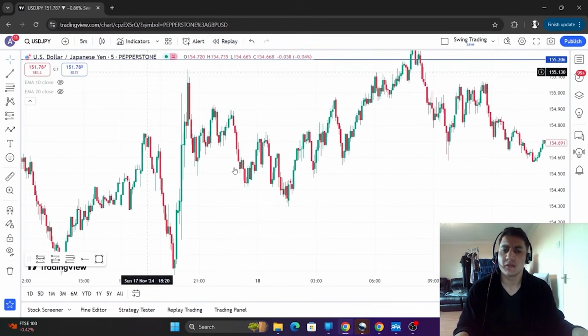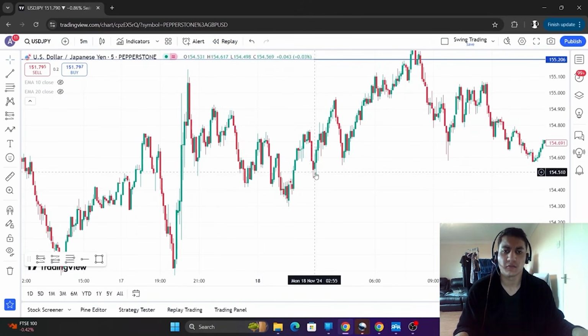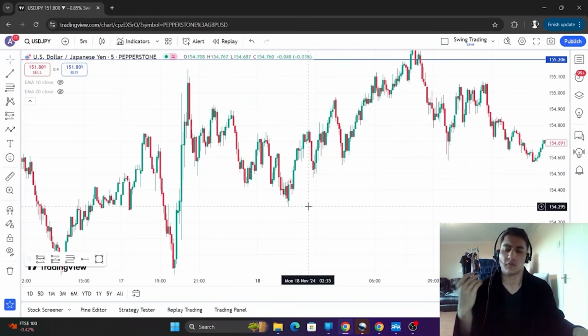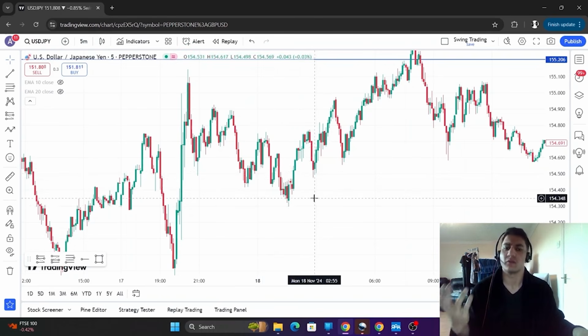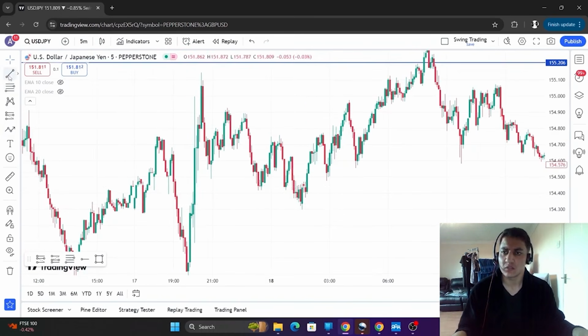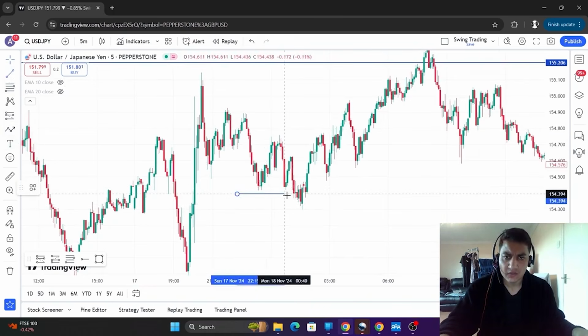Okay, so we're running the 5 minute for dollar yen, and this is a London example because I want to show you it works in all time frames. It works in every market and all time frames. And right here is your liquidity sweep. So let's mark this out. Right here is your liquidity sweep.